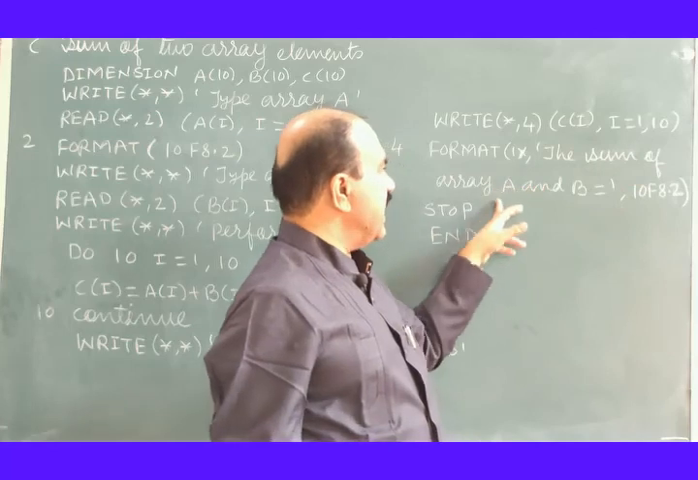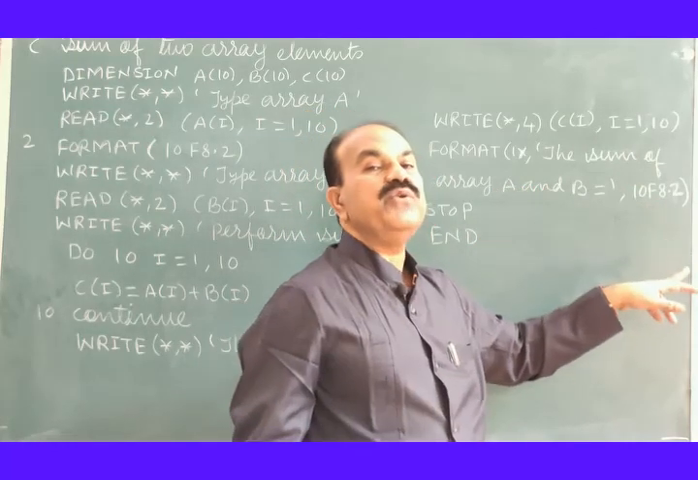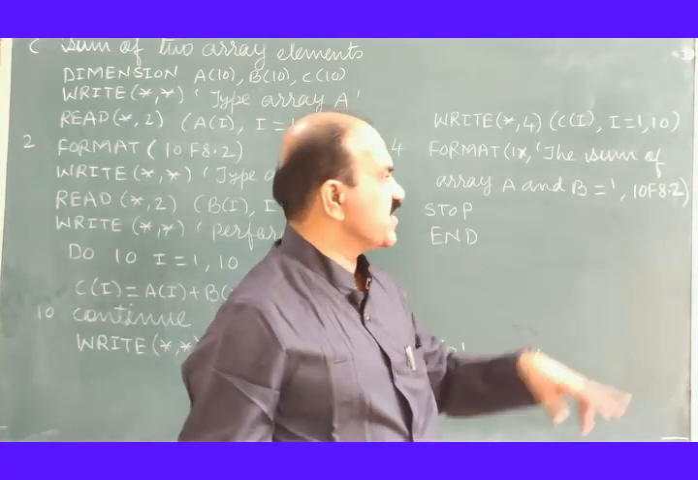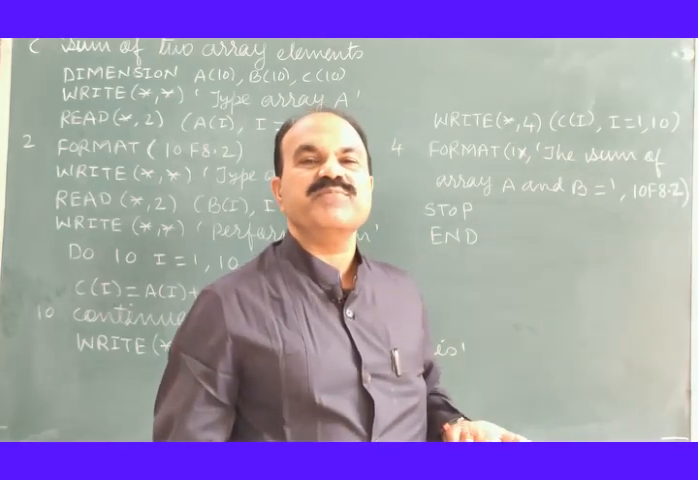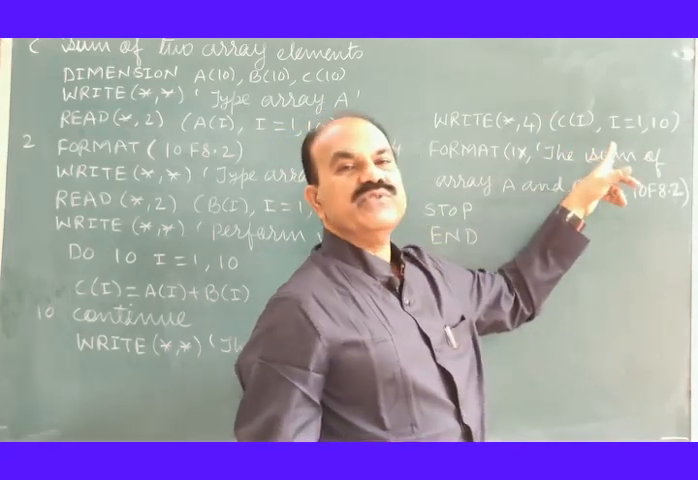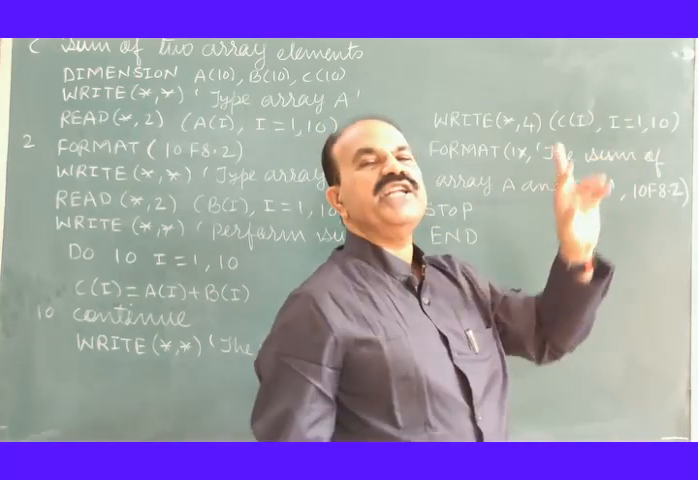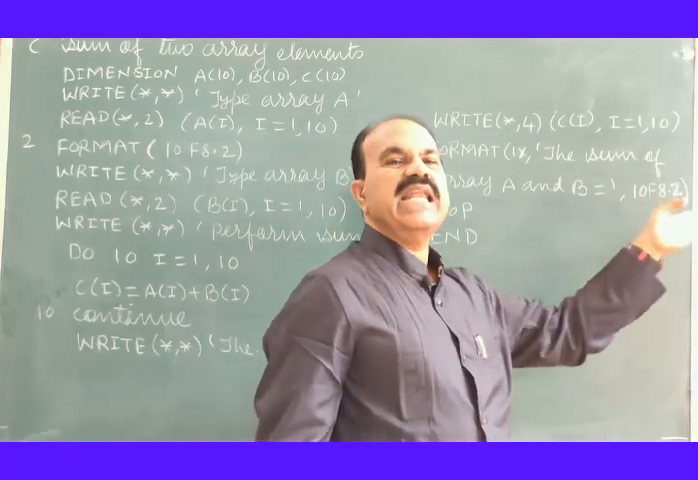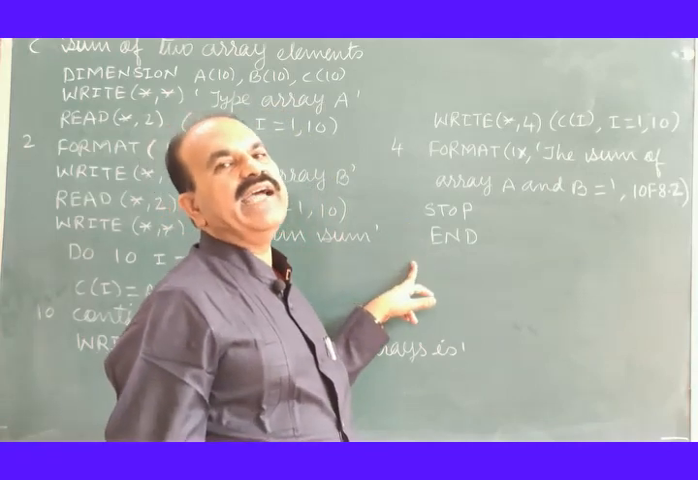The sum of array A and array B is equal to 10 F8.2. F8.2, the fractional format for real numbers. Why 10? Ten sums are there. C1 is equal to A1 plus B1, one sum when I is 1. C2 will be equal to A2 plus B2 when I is equal to 2. This is continued for all the 10 sums and they will be printed in a single line. After that, stop the program and end it.